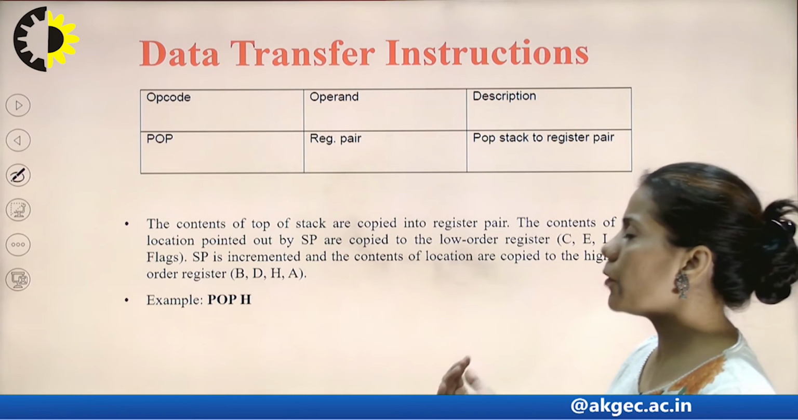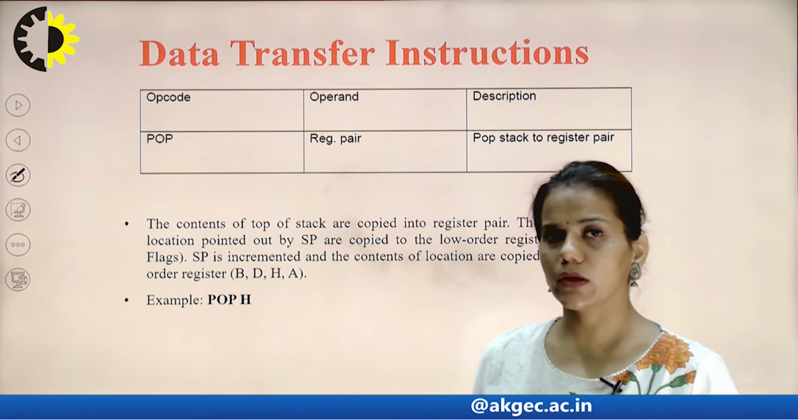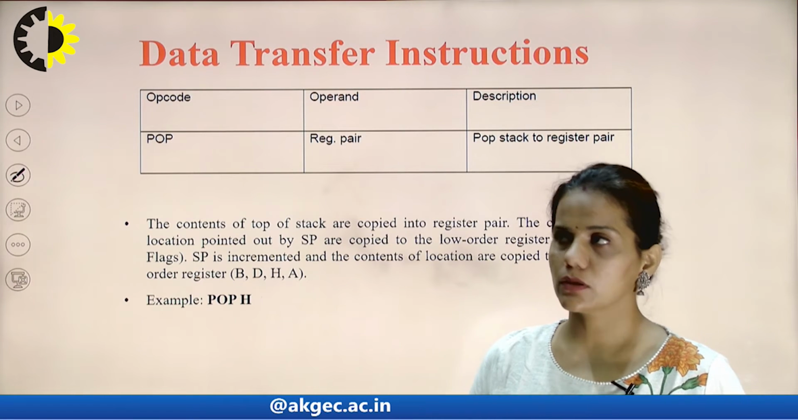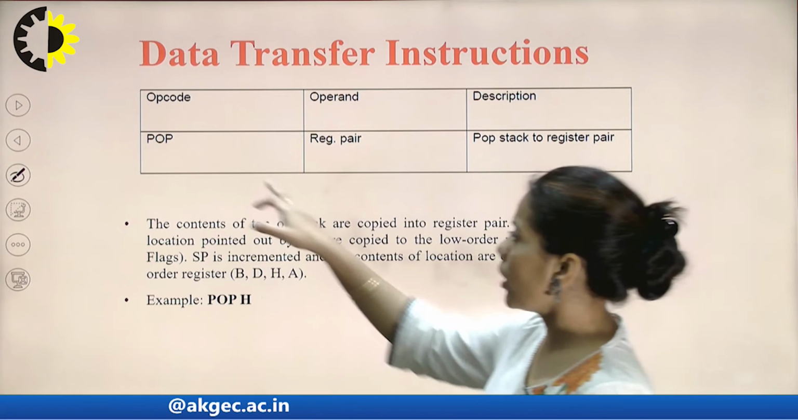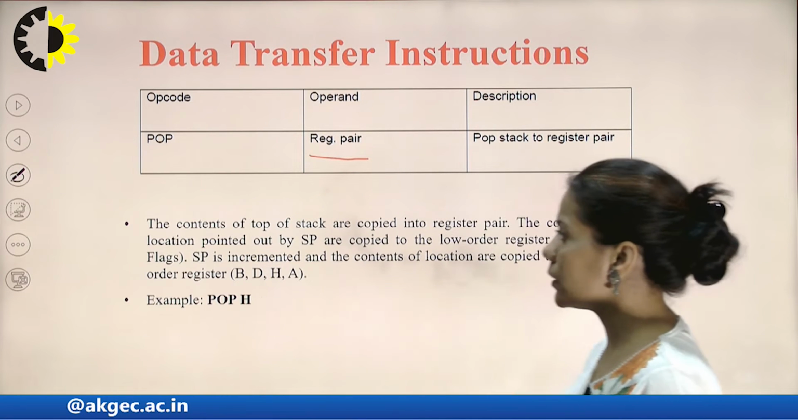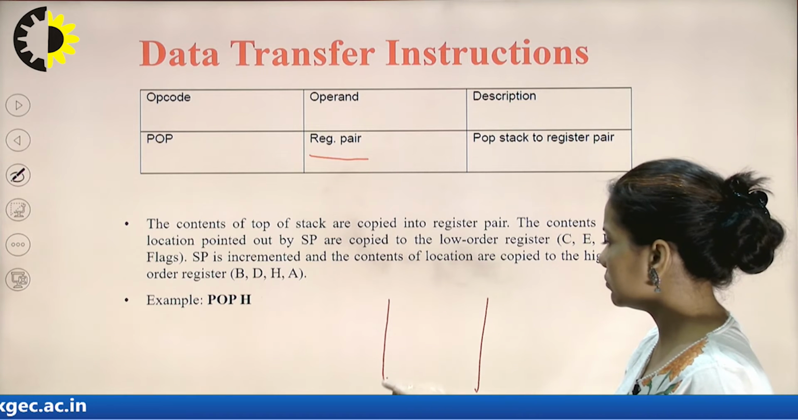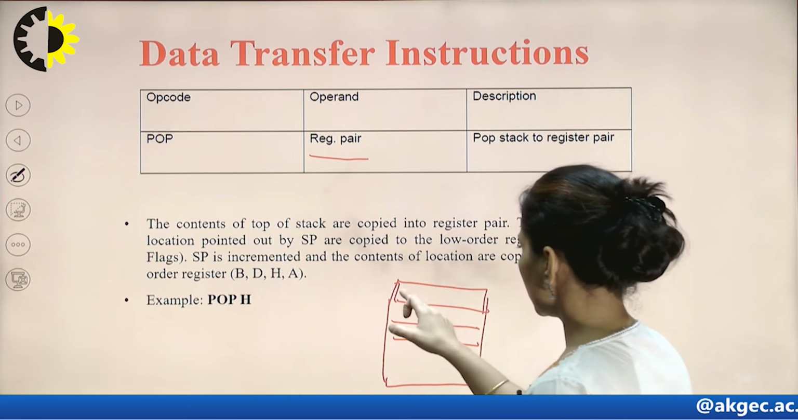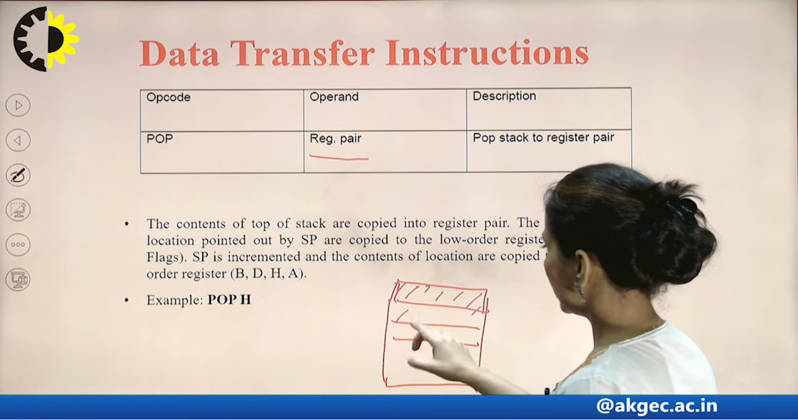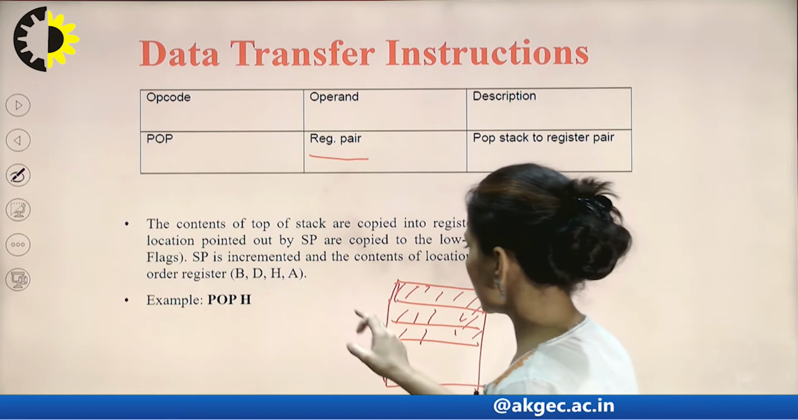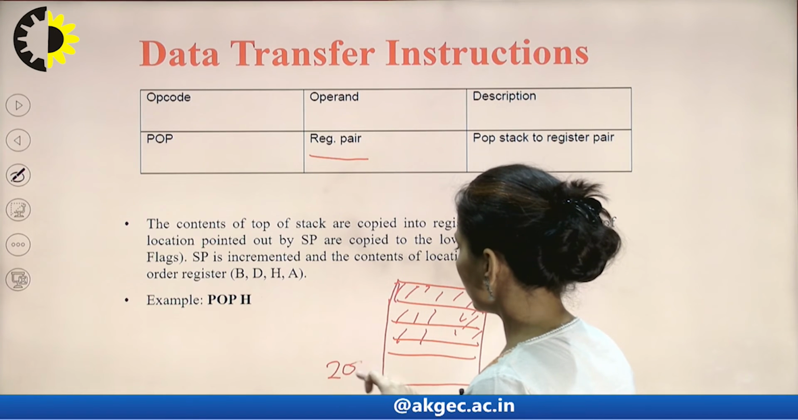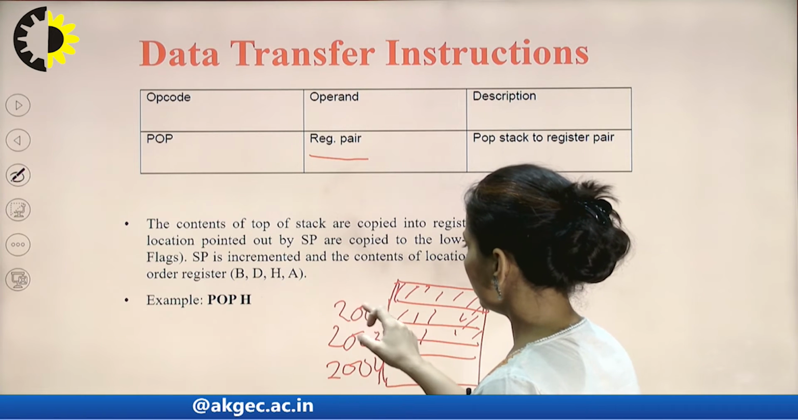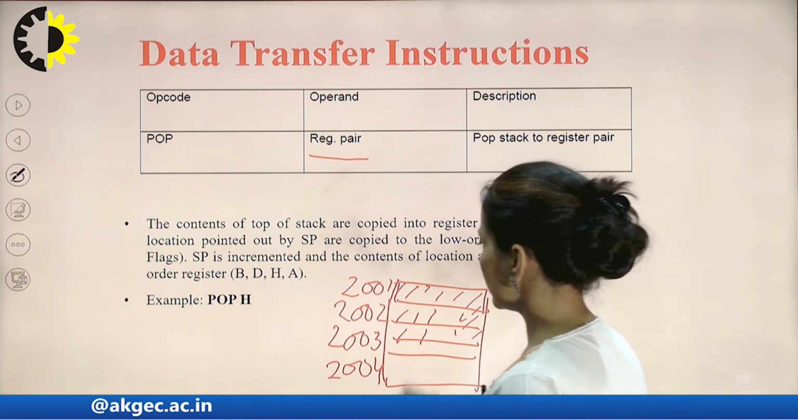Pop is just the opposite of push. Whenever we take something out of the stack, that is known as the pop operation, and whatever is popped out of the stack goes into the register pair. Again the sequence is the same. Suppose the stack is filled up to here. This was 2004, this was 2003, 2002 and 2001. So this is the sequence.